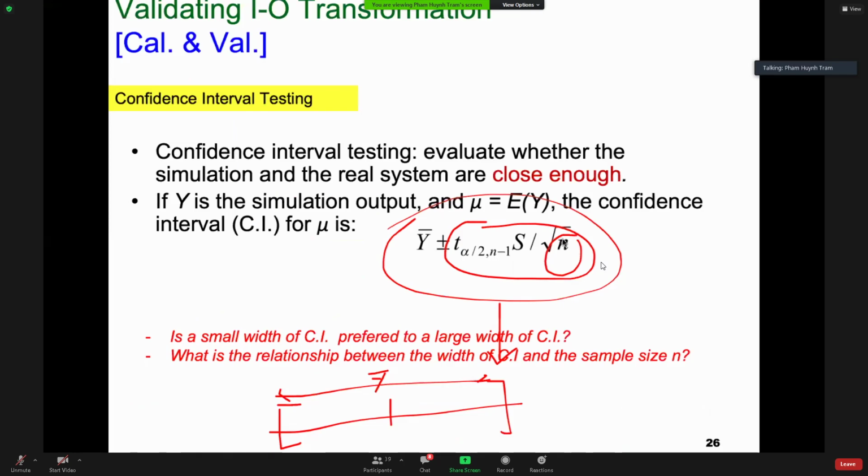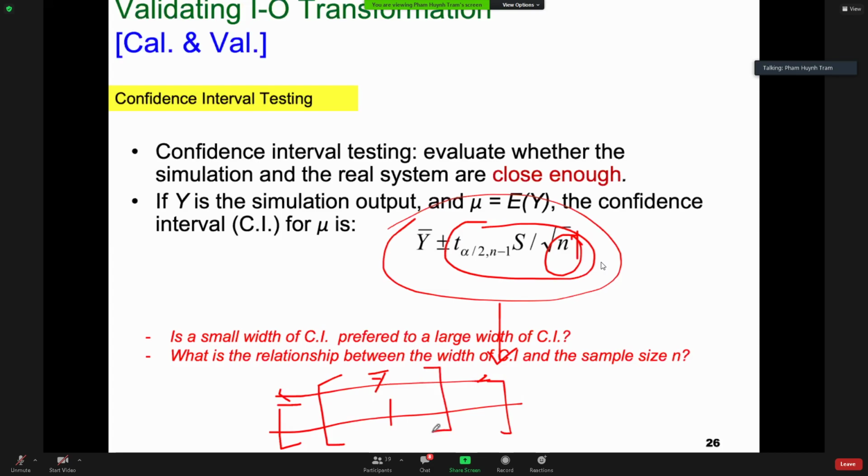Okay, we increase n here. If we increase n here, this one will become smaller because n is in the denominator, right? All right, so if we increase the number of replications, then the width of our confidence interval will be reduced.